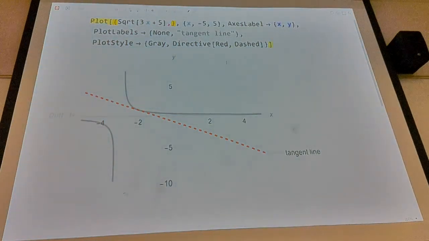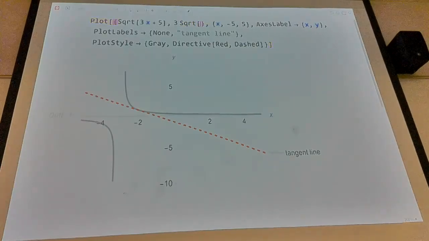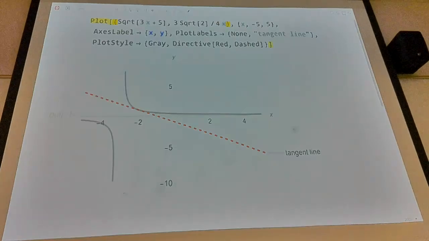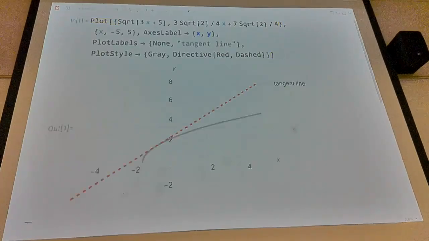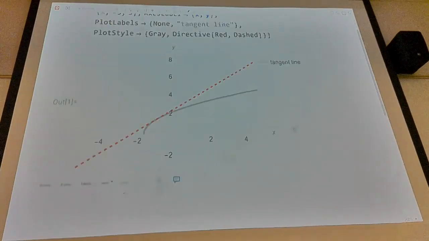Switch over here. We just said the tangent line is 3 square root of 2 over 4 all times x plus 7 root 2 over 4. That looks good.